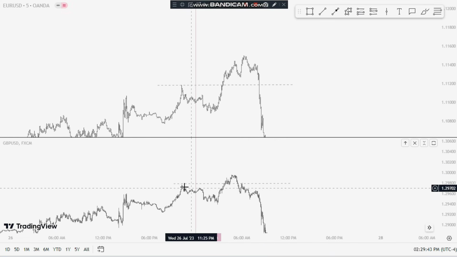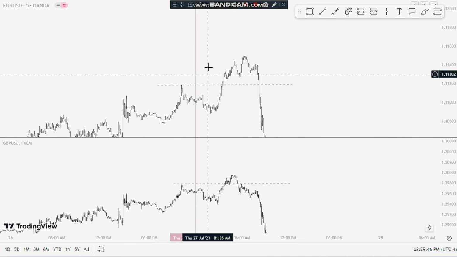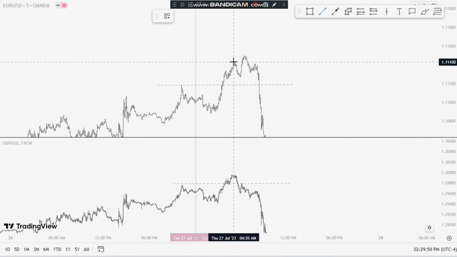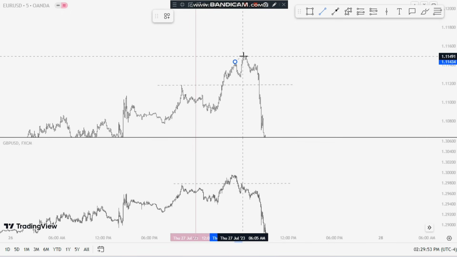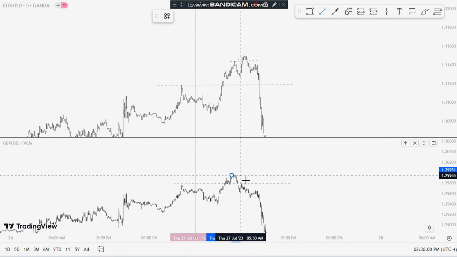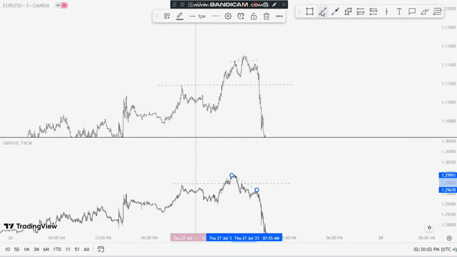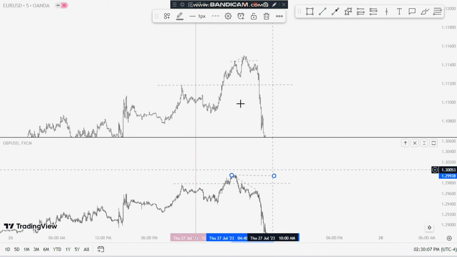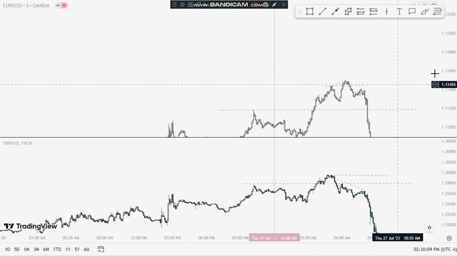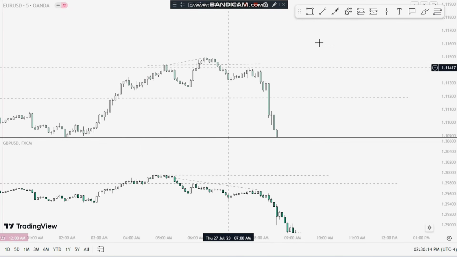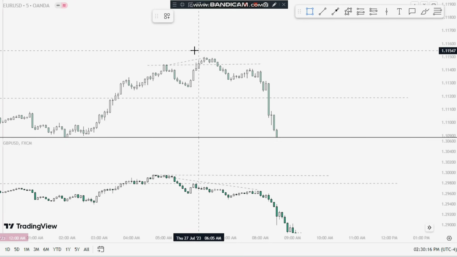Now what's next? You got the sweep, so the next step is the divergence. So is there any divergence? You can see that here it made a high after this, and you can see that this high got swept. Now in GBP you can see it didn't make a high, and these highs were not swept. So again you got the divergence. Now what's the next step? The next step is the order block.